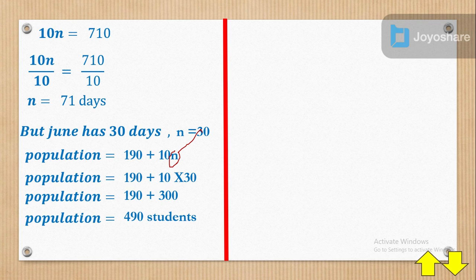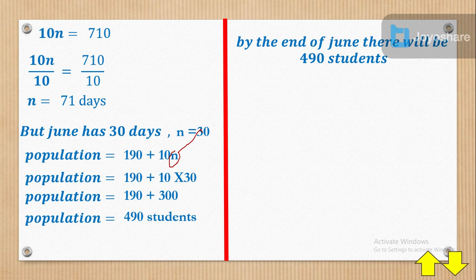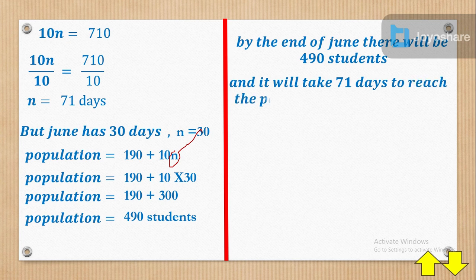Now let's summarize. Our summary will be the number of days required and the number of students got. So we shall say that by the end of June, there will be 490 students, and it will take 71 days to reach the population of 900 students. I guess we are all together there.